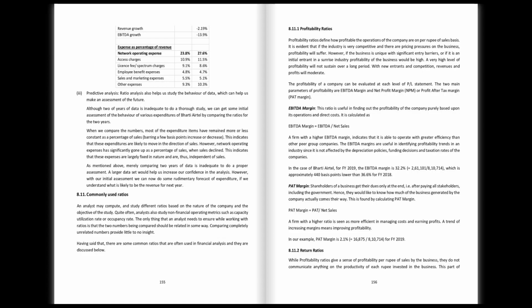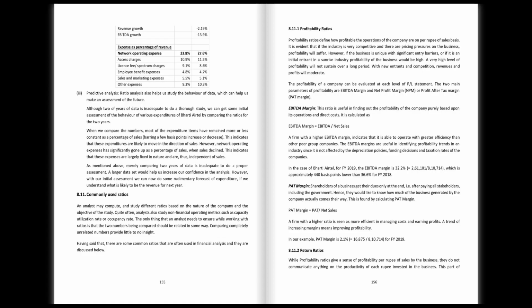PAT margin. Shareholders of a business get their dues only at the end, that is, after paying all stakeholders, including the government. Hence, they would like to know how much of the business generated by the company actually comes their way. This is found by calculating PAT margin. PAT margin equals PAT divided by net sales.